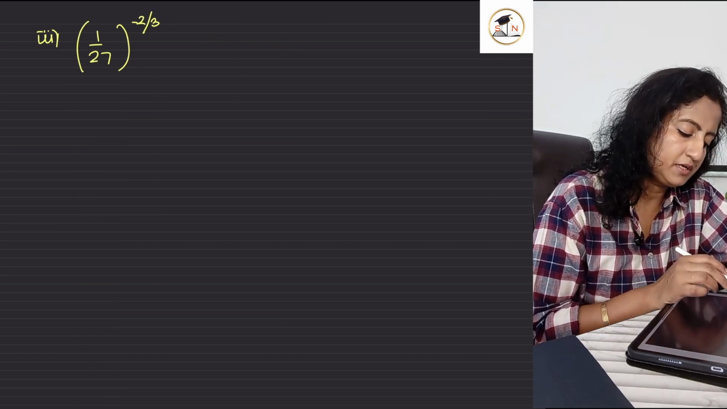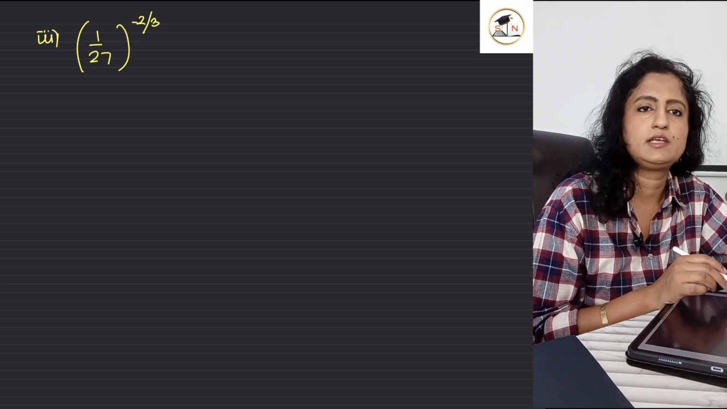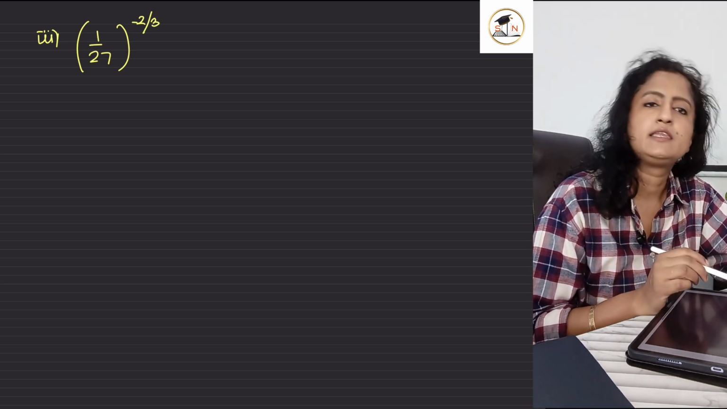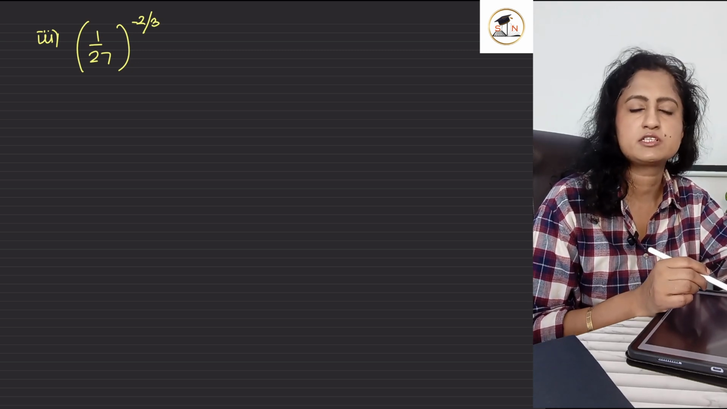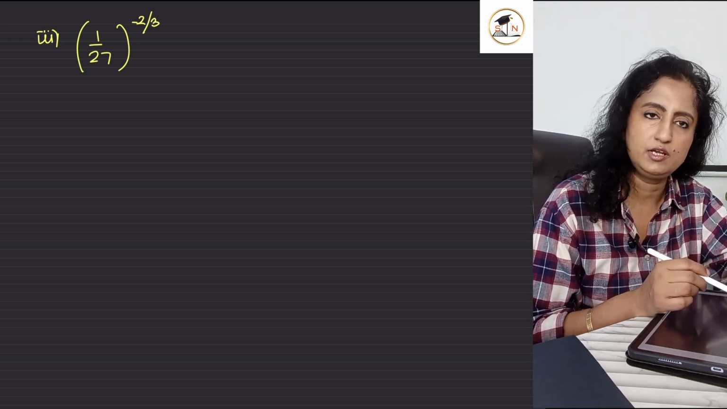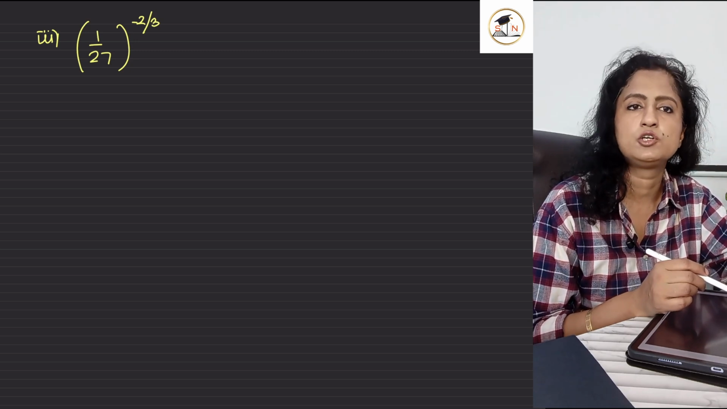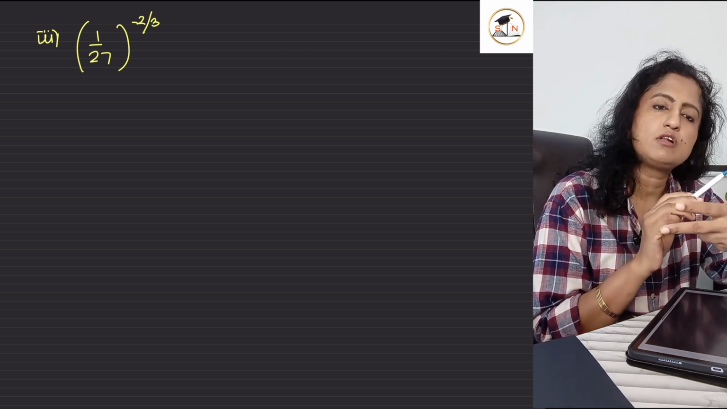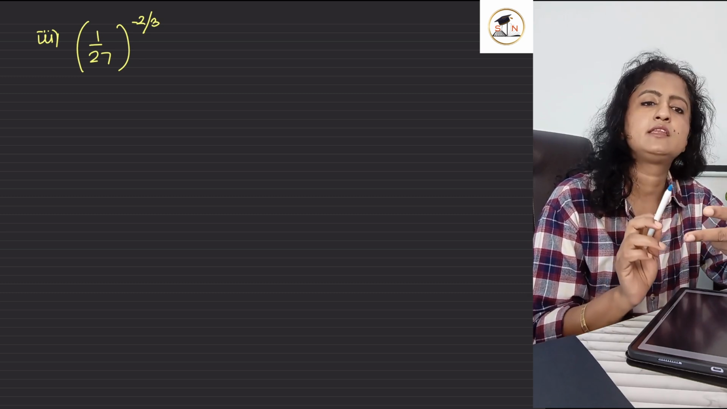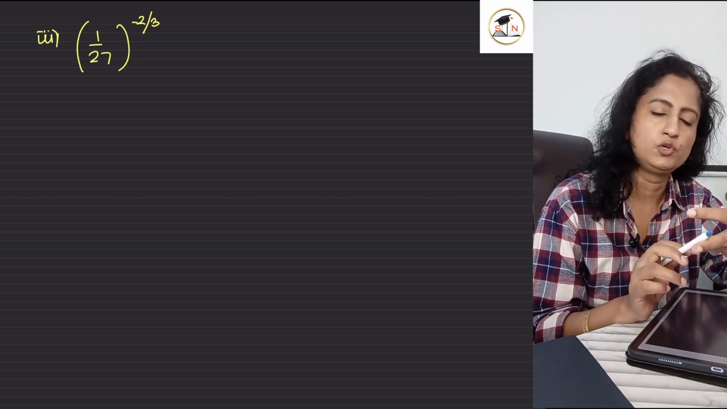We have got a simple rational number which is 1 by 27 having a power of negative 2 by 3. Now, there are three components in the power. First, negative. Second, we have got a root which is 3, and then we have got a power which is 2. So I will solve the negative first, then I will do the root, cube root, and the last I will apply the power of 2.